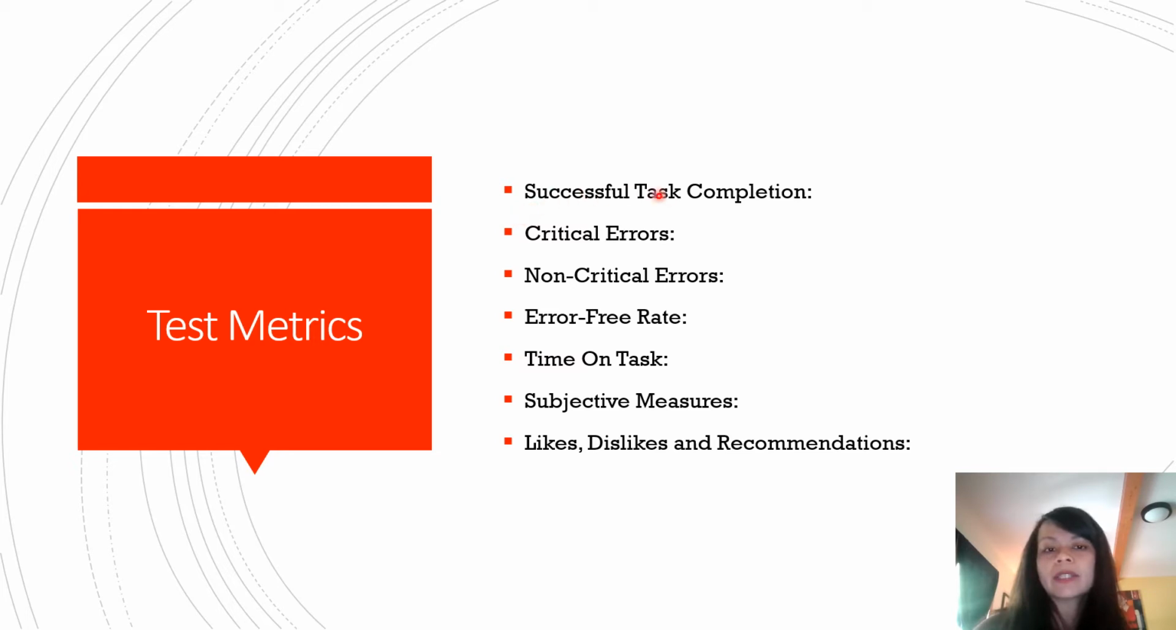Okay. Anyway, so there's also critical errors and non-critical errors. So what is a critical error? I'll leave that to you. Go into your readings and find out the difference between critical errors and non-critical errors. Those are things you should note. What is the error-free rate? What is the time on task? What are the subjective measures? So other subjective measures like likes, dislikes, and recommendations. Okay, so I urge you to go to your readings, as all these test metrics are covered in that, and make sure you cover that in your usability testing as well.